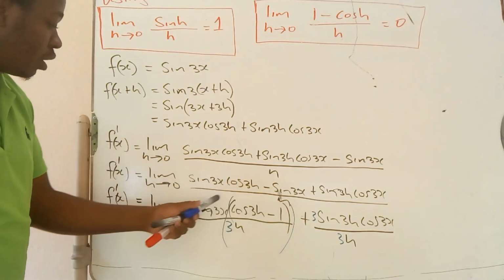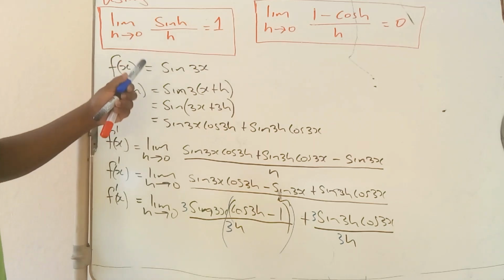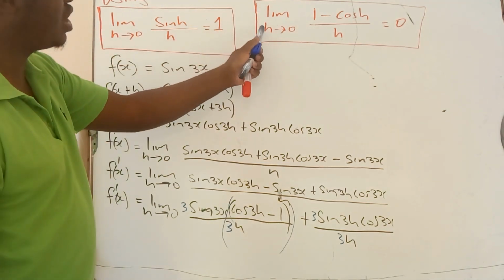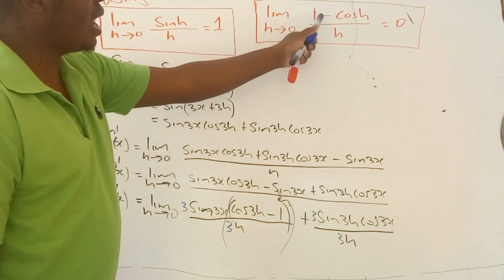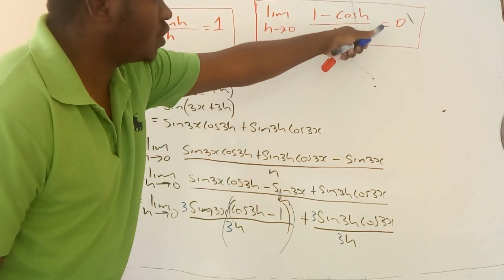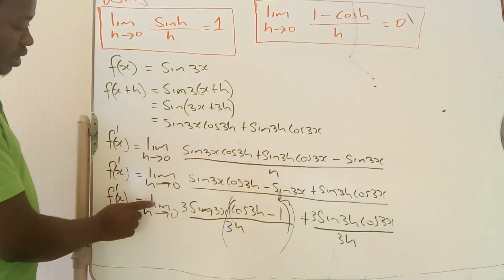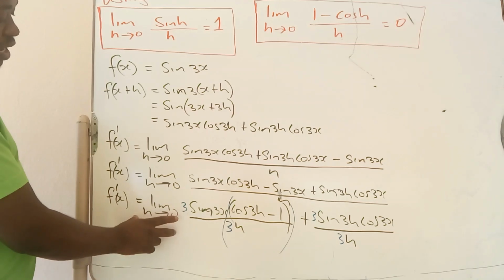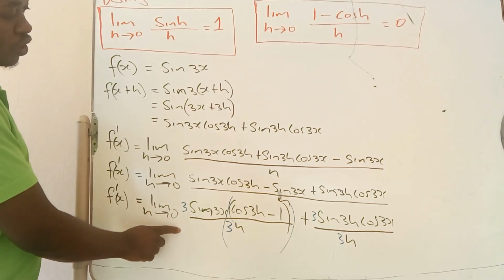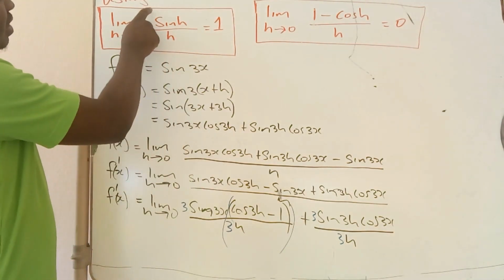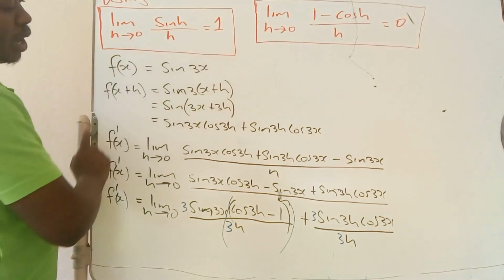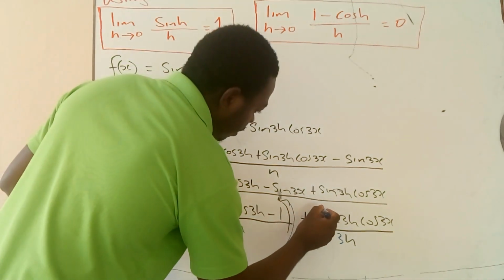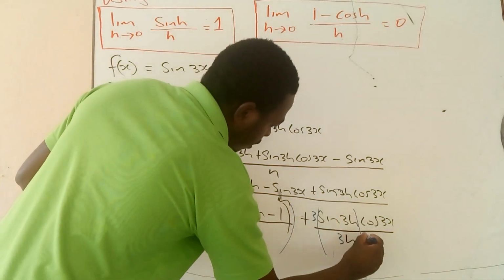So I know that the whole first term here is 0, because we know that the limit as h approaches 0 of (1 minus cos h) over h is equal to 0. Here, the limit as h approaches 0, all of this here is 0. And we have the limit as h approaches 0 here. We know that sine h over h is equal to 1. So here we have that part, which is this part here.